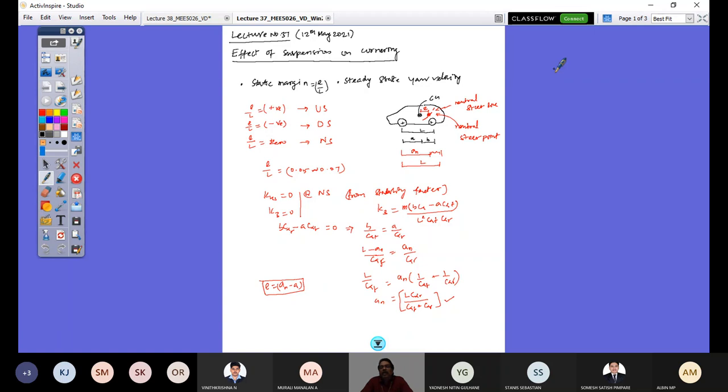If the neutral steer point is behind CG, you would have understeer effect. If the same coincides with CG, the side force will not produce any steady state yaw velocity, and the vehicle will remain on its path. That is called neutral steer tendency. In case the neutral steer point is ahead of the CG location of your vehicle, then the vehicle tendency would turn into an oversteer effect, right? This is what we looked at in the previous class.